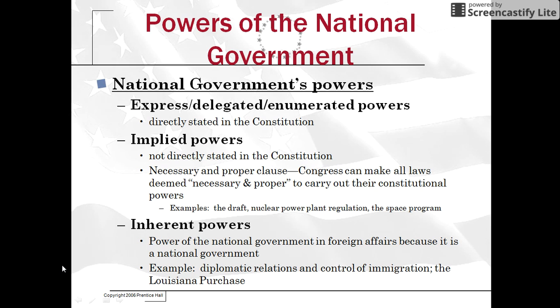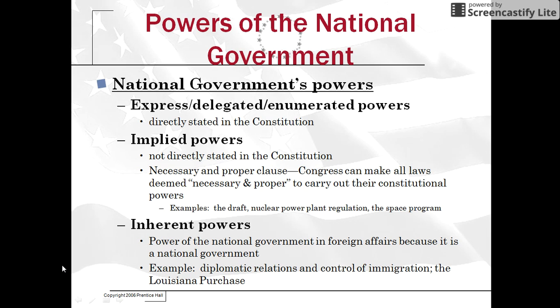Okay, so here we go. National government's powers, like I said, express or expressed, delegated, enumerated, any of those terms mean the same thing. Those are the powers directly stated in the Constitution. They belong to the national government. Look at Article 1, Section 8. There's a whole list of things. Those are the powers delegated or expressed or enumerated to Congress.